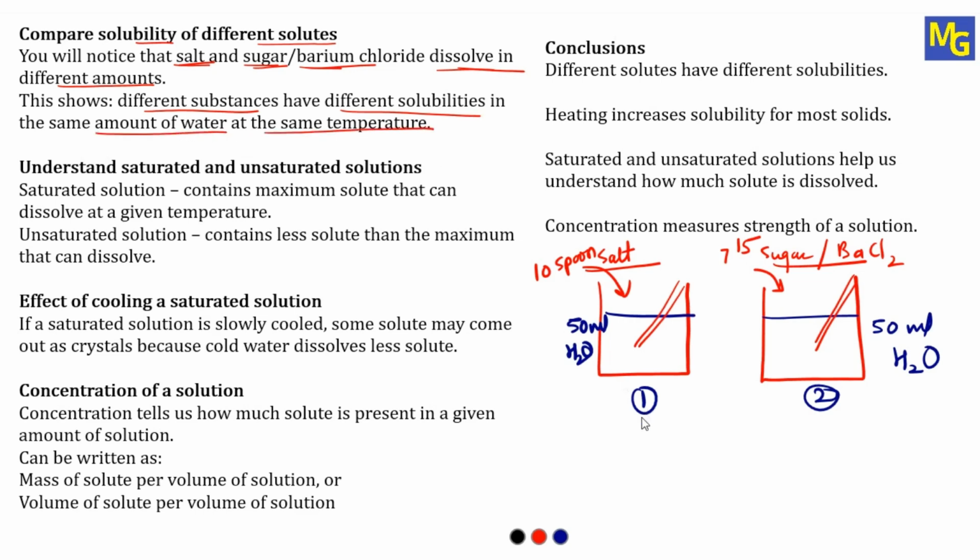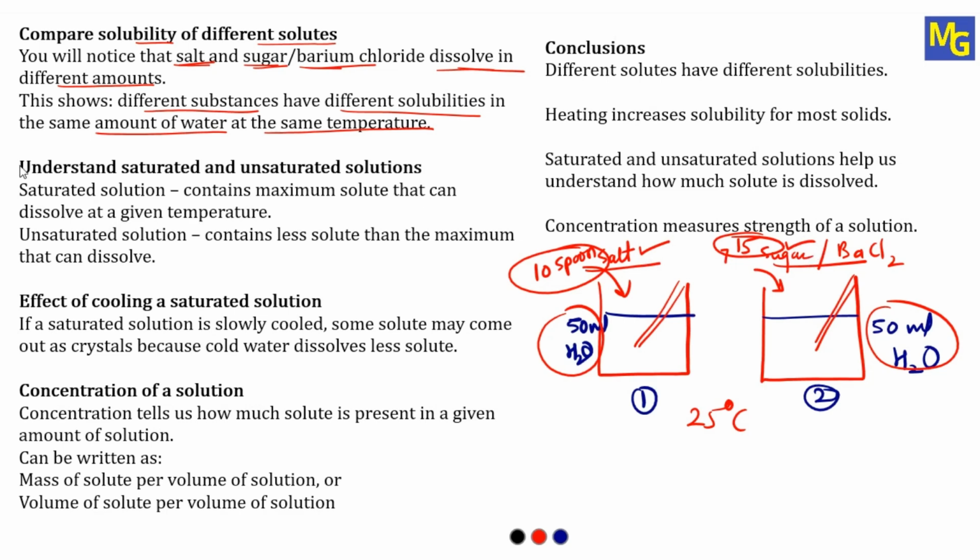See here, both have 50 ml water. Both are done at the same time for a particular temperature. Say the temperature is 25 degrees Celsius, but still salt is taking 10 spoons and sugar is taking 15 spoons to reach saturation. Means the solubility also depends on the solute which you are using.